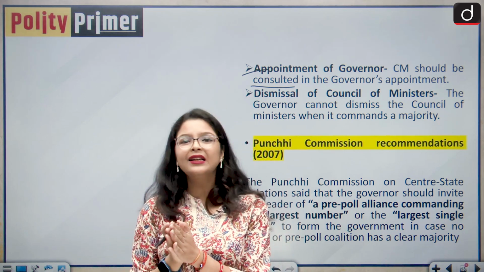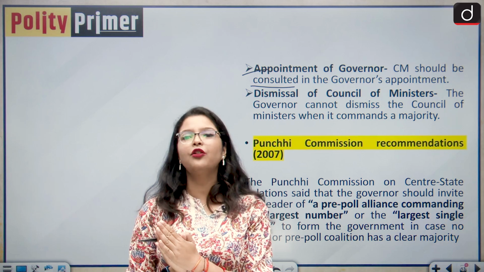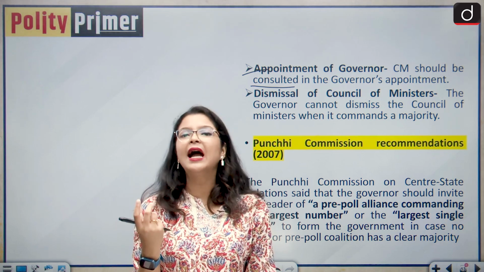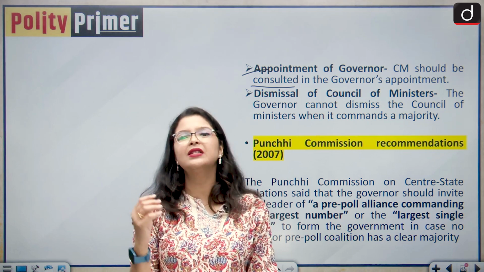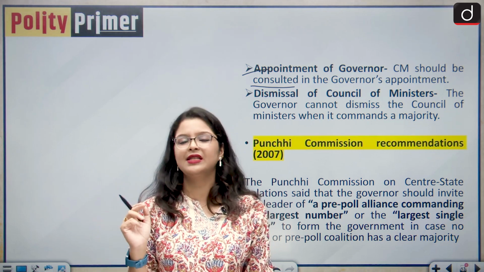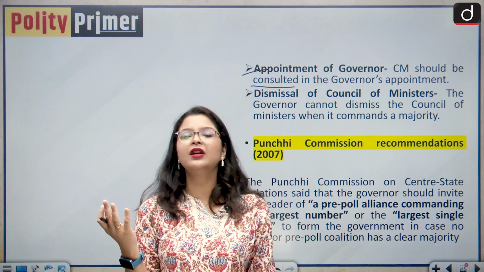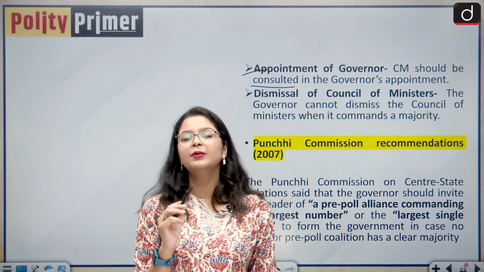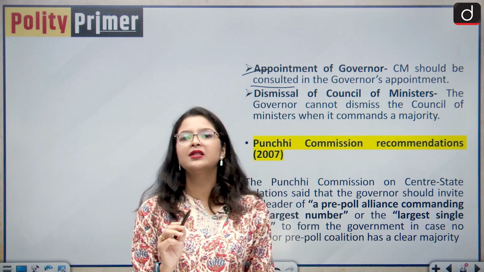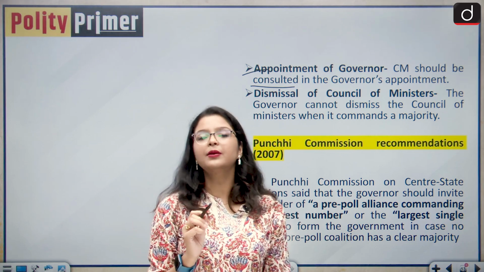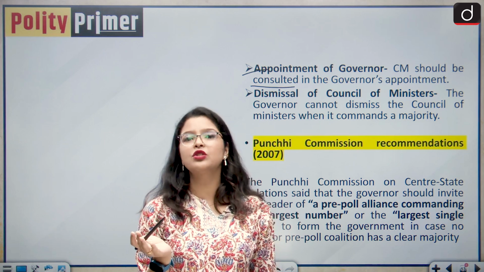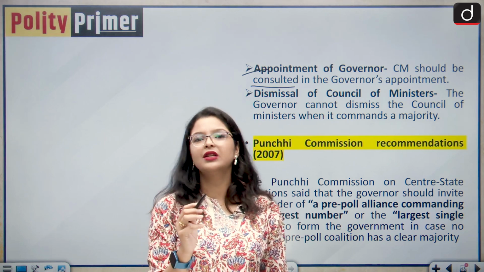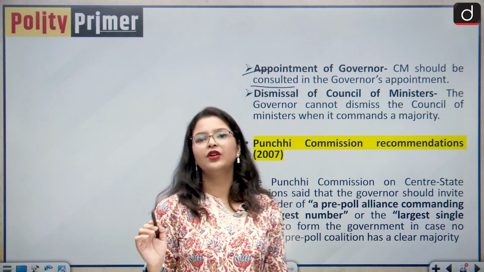Why? Because he is acting as a constitutional head of the state, and if we give the power of appointment in the hands of the president, definitely the president will follow what the central government will say. So again, this makes the governor a puppet in the hands of the central government. That is why the Sarkaria Commission stated that the CM should be consulted while the governor is appointed, so as to reduce the friction between the state government and the governor.